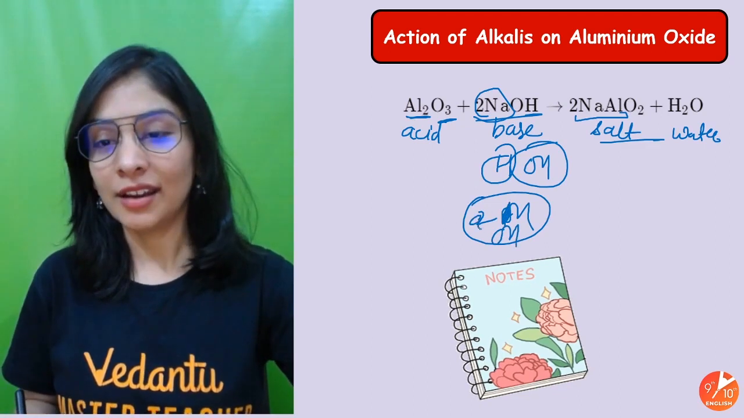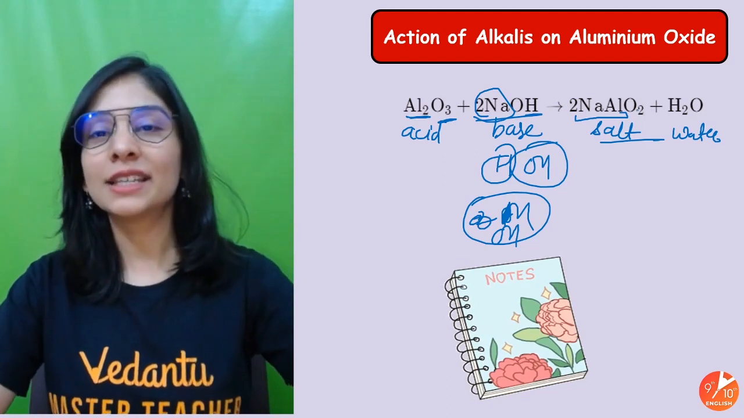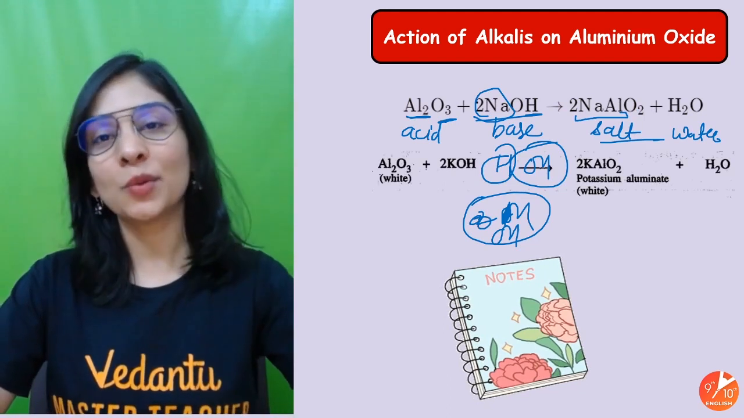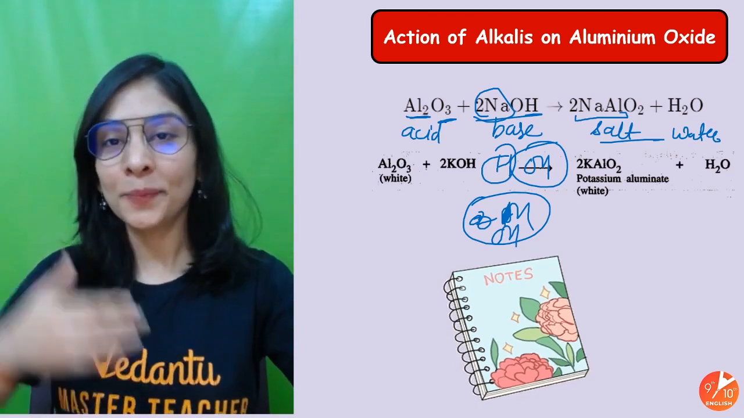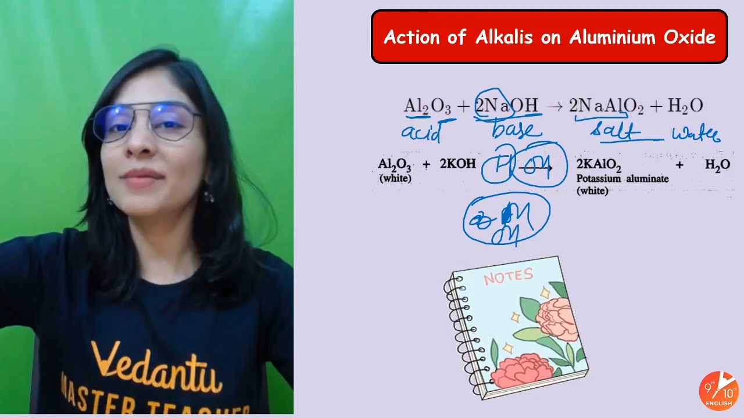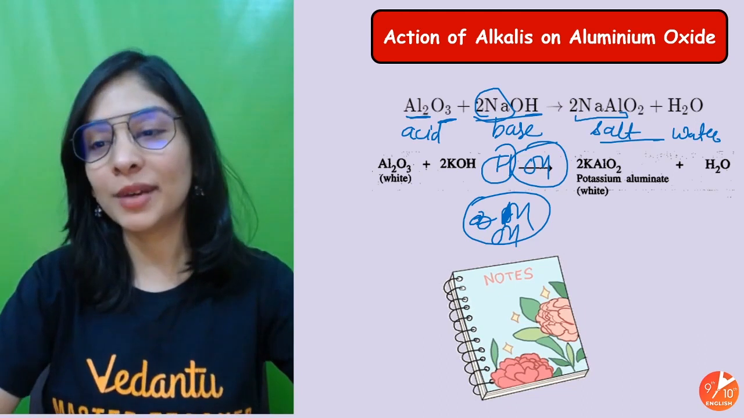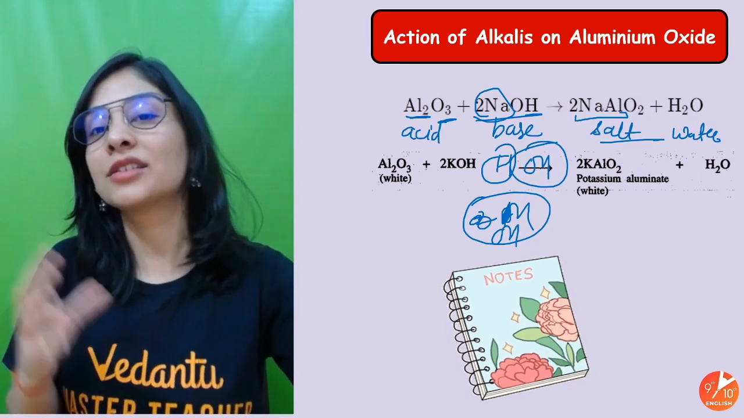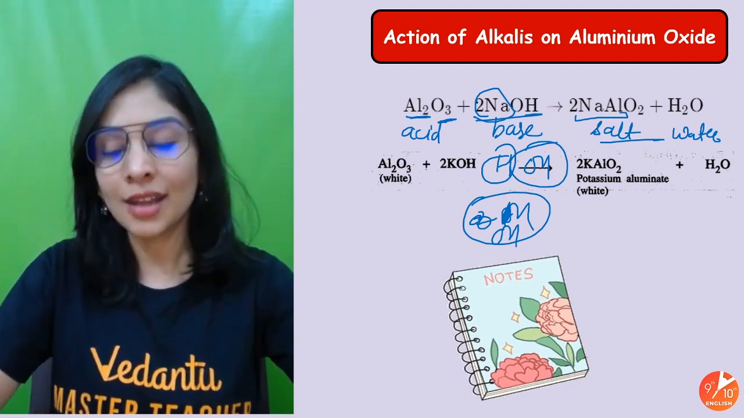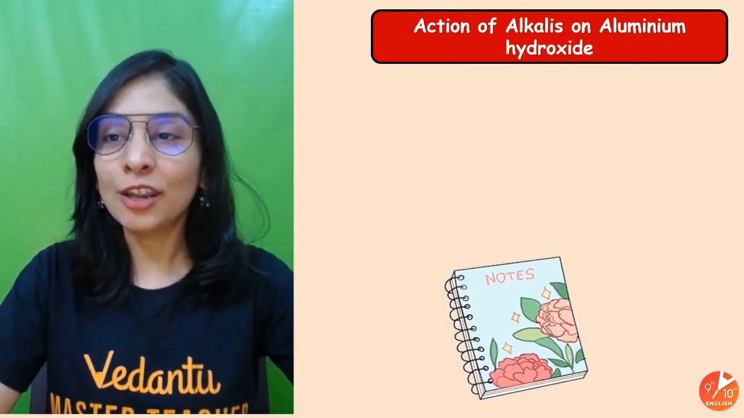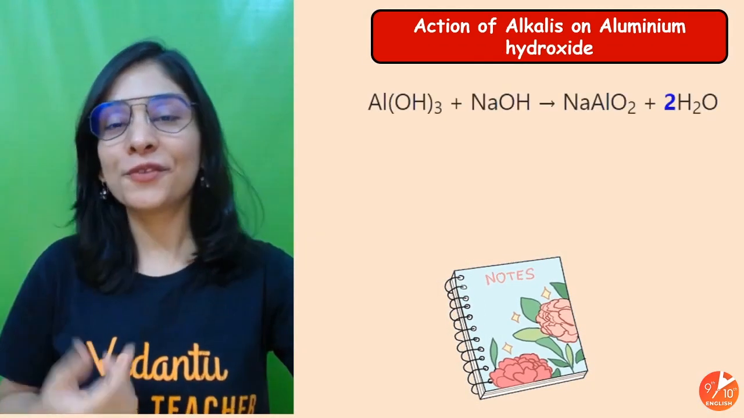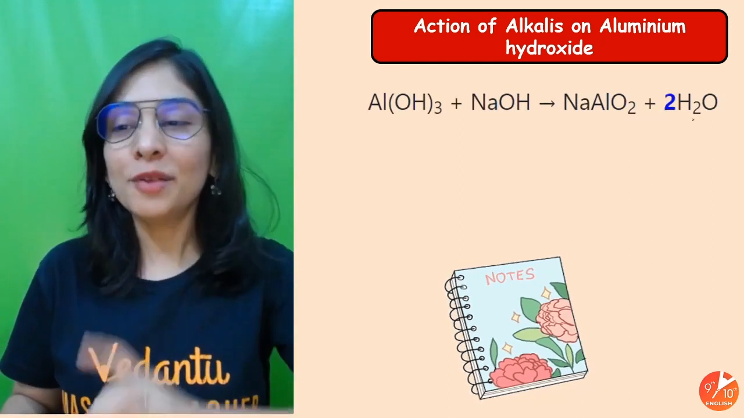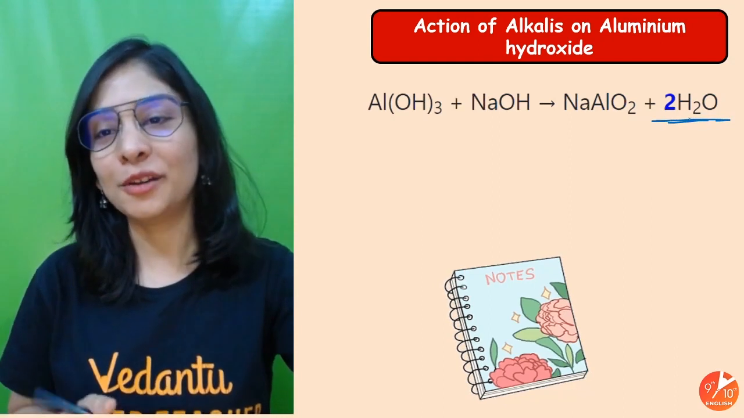HOH is water, right? So I got my salt with water when I take NaOH, and the same reaction with KOH as both are alkalis. The only difference is first sodium aluminate, now potassium aluminate. The same kind of reaction, a salt with water, an aqueous solution that I'm getting. So for aluminium oxide, the only difference with aluminium hydroxide is still the same. Earlier 1 molecule of water, now 2 molecules of water.